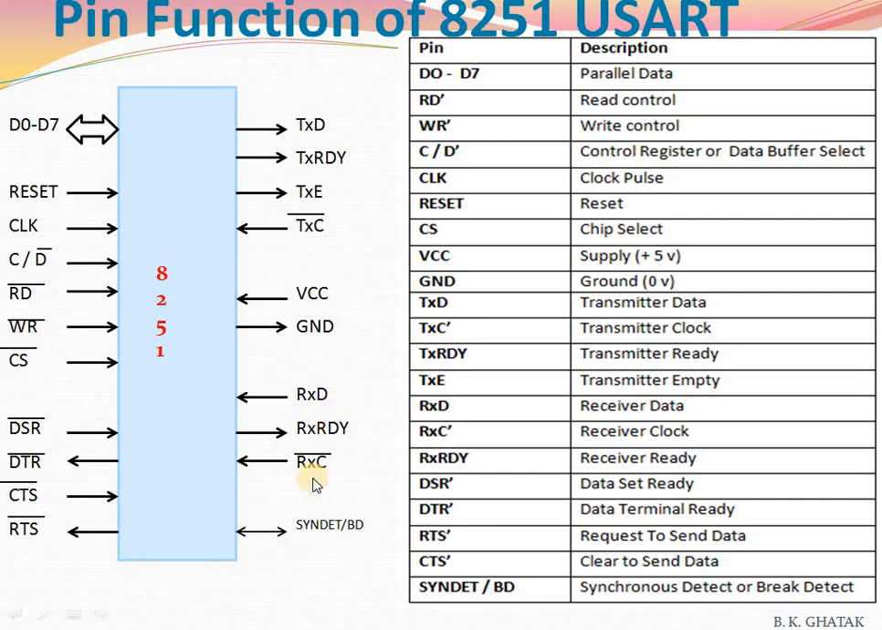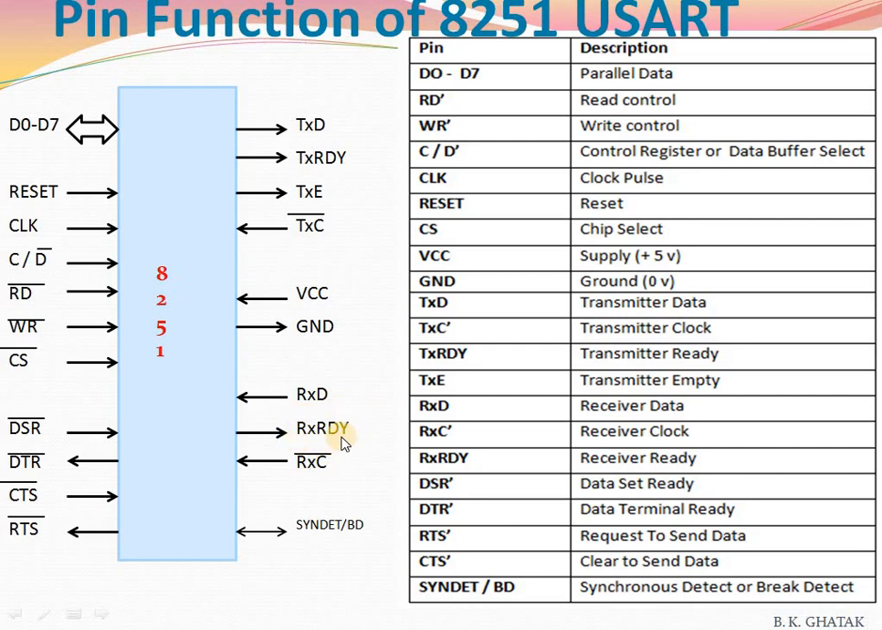Clear? Then RXC bar, it is an active low signal. It means receiver clock. This is a receiver clock signal that controls the rate at which bytes are received by the USART.